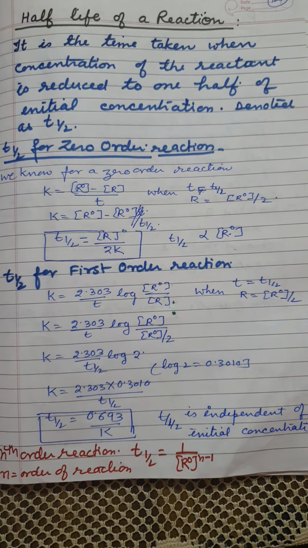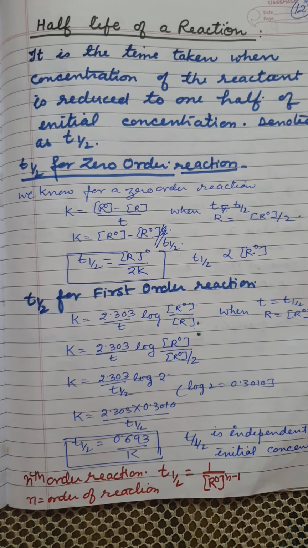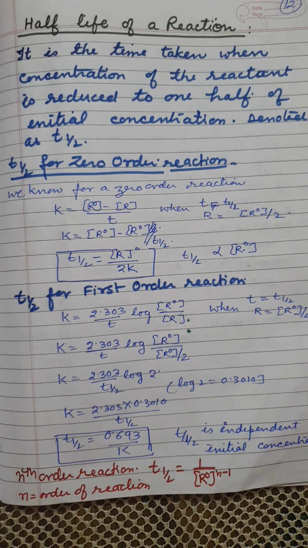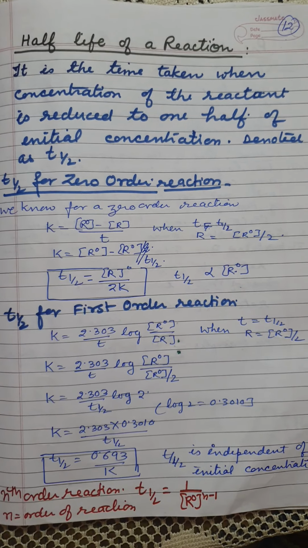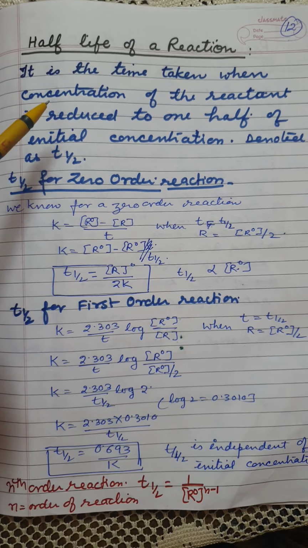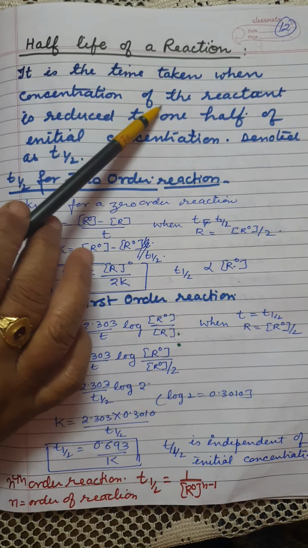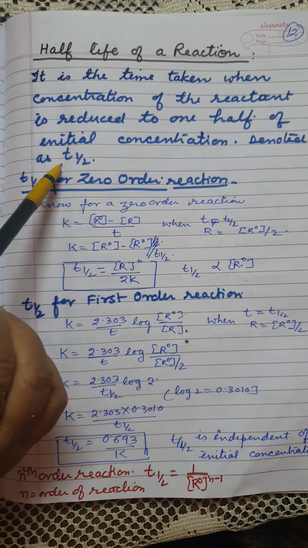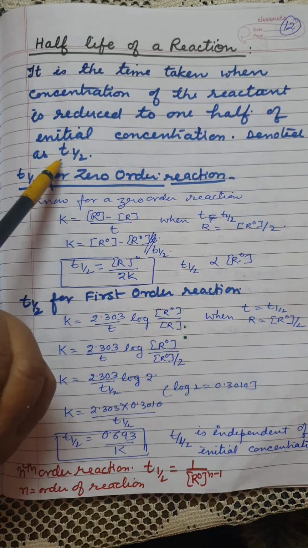Now the next topic is half-life of a reaction. Children, it is very clear from the name, half-life means 50% life of the reaction is gone. It means 50% of the reactant is consumed. The time taken for 50% consumption of the reactant, or taken when concentration of the reactant is reduced to 1/2 of the initial concentration, is called the half-life of that reaction. It is denoted by T half.